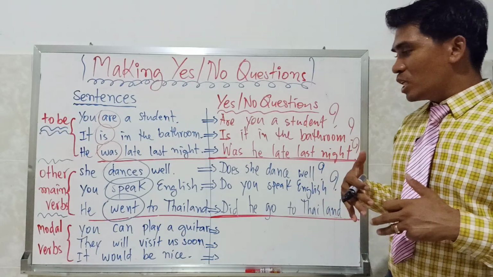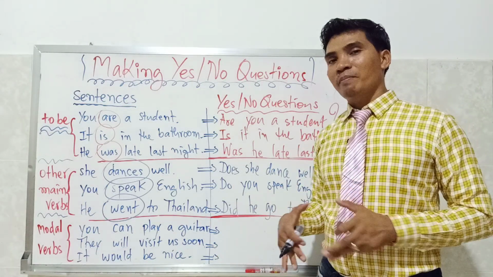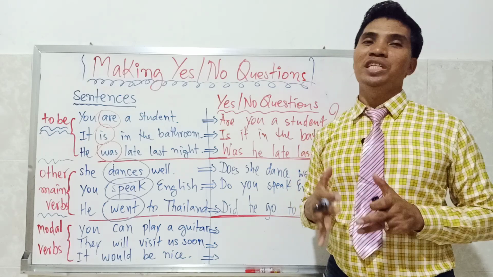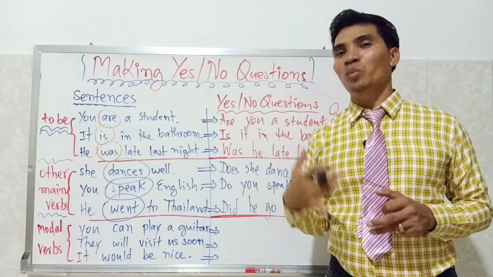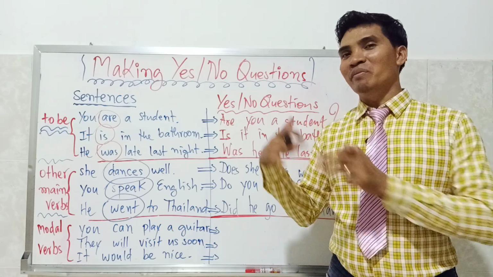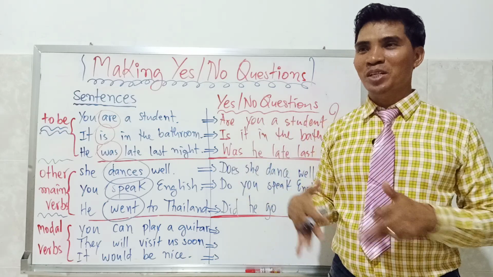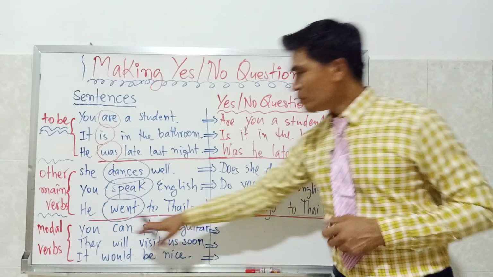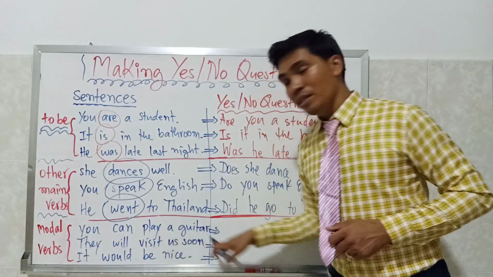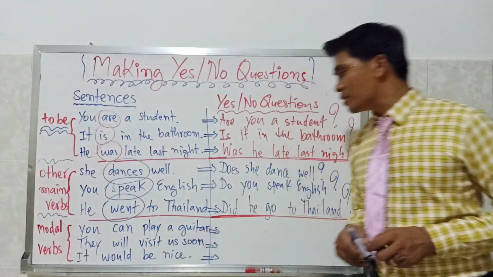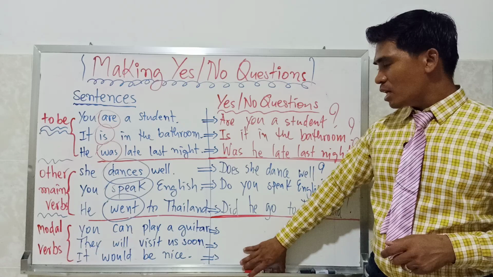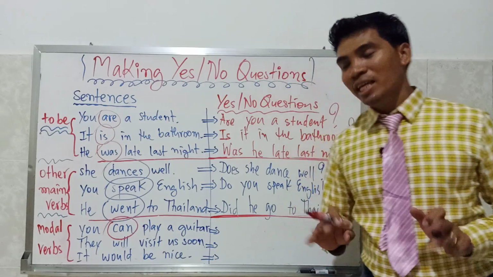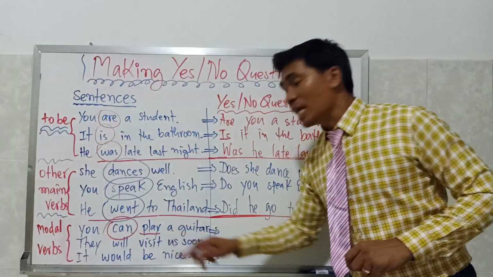In the last part, when you see a sentence with a modal verb, to make a yes-no question, it starts with the modal verb. Never use is or does to make a yes-no question. Let's read an example. You can play a guitar. The modal verb is can. The main verb is play.